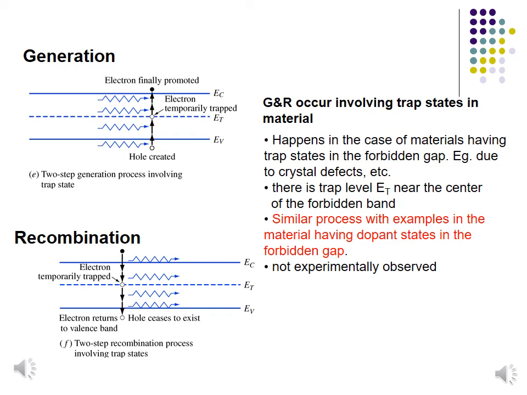Another type of two-step process involves trap states. Some materials may have trap states in the forbidden gap that may be due to crystal defects. These trap states or trap levels will temporarily trap the electrons either during the generation or recombination process. The generation and recombination process in this type of material is similar to what we have explained with the donor states before.